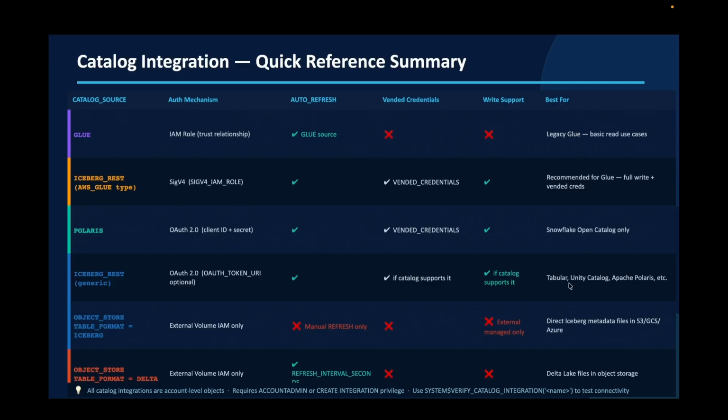One important thing I want to highlight here is Iceberg REST, which is a generic catalog integration that can be used to refer to Tabular, Unity Catalog, Apache Polaris, etc. With that, we'll close the video with catalog integration service from Snowflake.